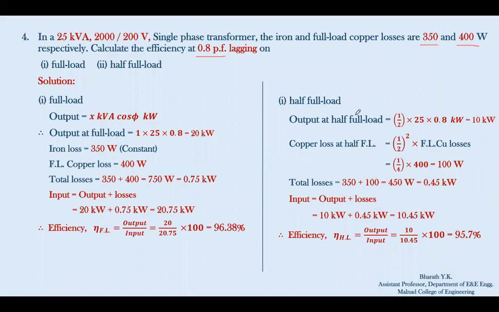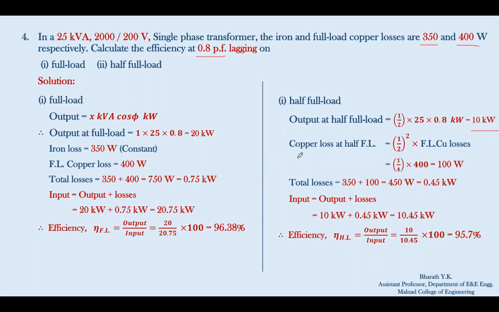Next is the half full load condition. In this condition, first the output at half full load has to be calculated. For that, the same output equation x kVA cos φ kilowatts has to be considered. So here x is equal to 1 by 2 because it is half load. 25 is the full load kVA rating of the transformer. The power factor given in the problem is 0.8. So the output at half full load is given by 10 kilowatts.